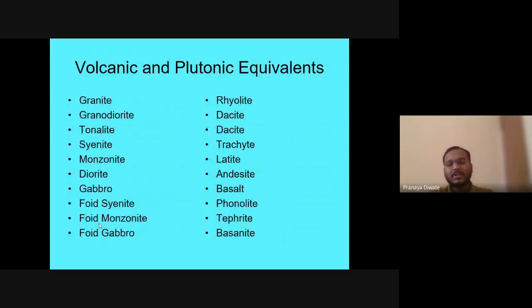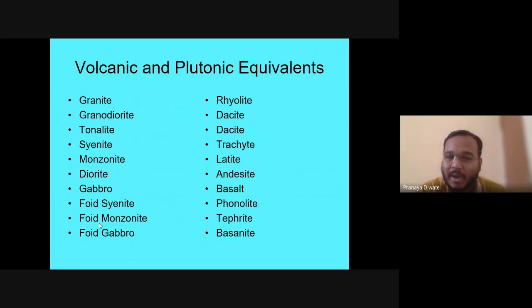So this is the volcanic and plutonic equivalent. This question is asked: what is the volcanic and plutonic equivalent of each rock? As we have seen, the only difference is in the shape and size of the crystals. The rest of the things, chemical composition and all, are the same.